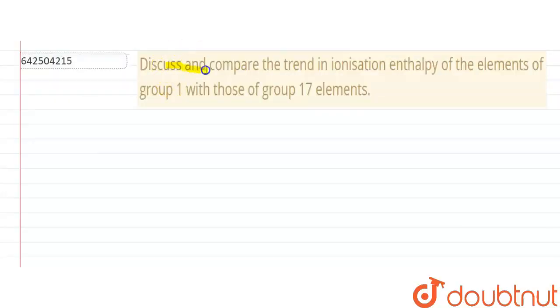Okay, so hello everyone. Now this question says that discuss and compare the trend in ionization enthalpy of the elements of group 1 with those of group 17 elements. So first of all, let us write the group 1 and group 17 elements.